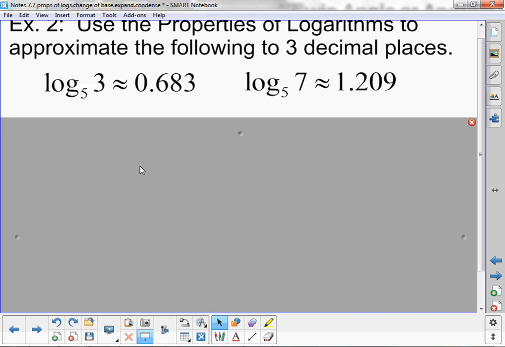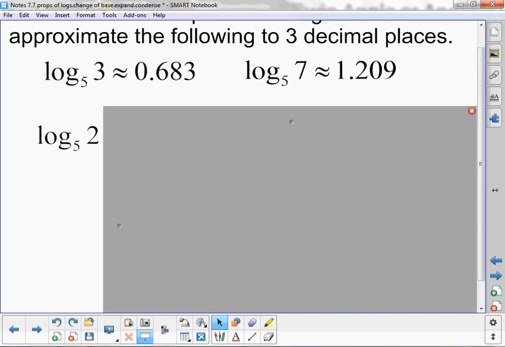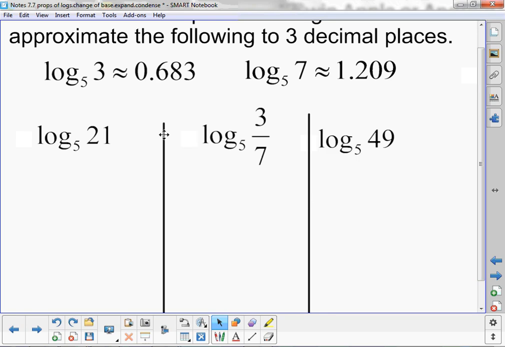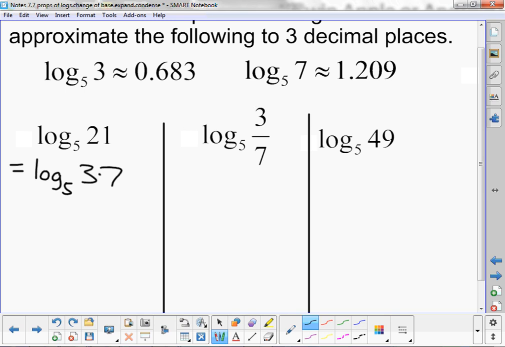Now this is where properties of logarithms come into play, because these next parts are not just a 3 and just a 7. Like 21, we don't know what log base 5 of 21 is based off of these. But you can use the information, because here's what you do. I know what log base 5 of 3 is, and I know what log base 5 of 7 is. So I know the 3 and the 7, but I have a 21. But I can make a 21 into a 3 and a 7. So that's useful.